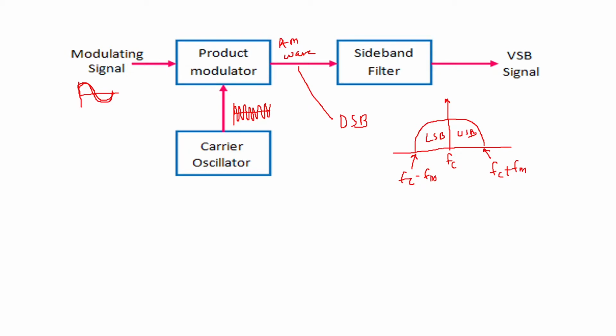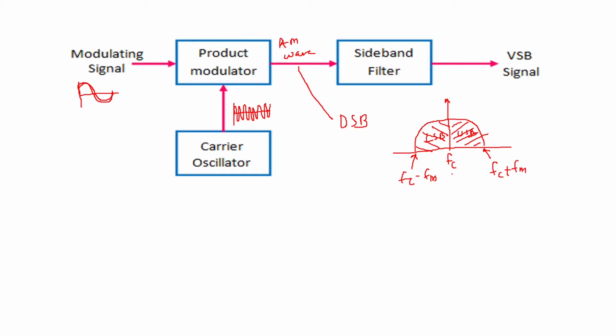Now the information sent in a double sideband is the same in each sideband. Whatever information you have in the lower sideband, that same information you will have in the upper sideband also. That means by transmitting double sideband, we will be sending the same information twice.